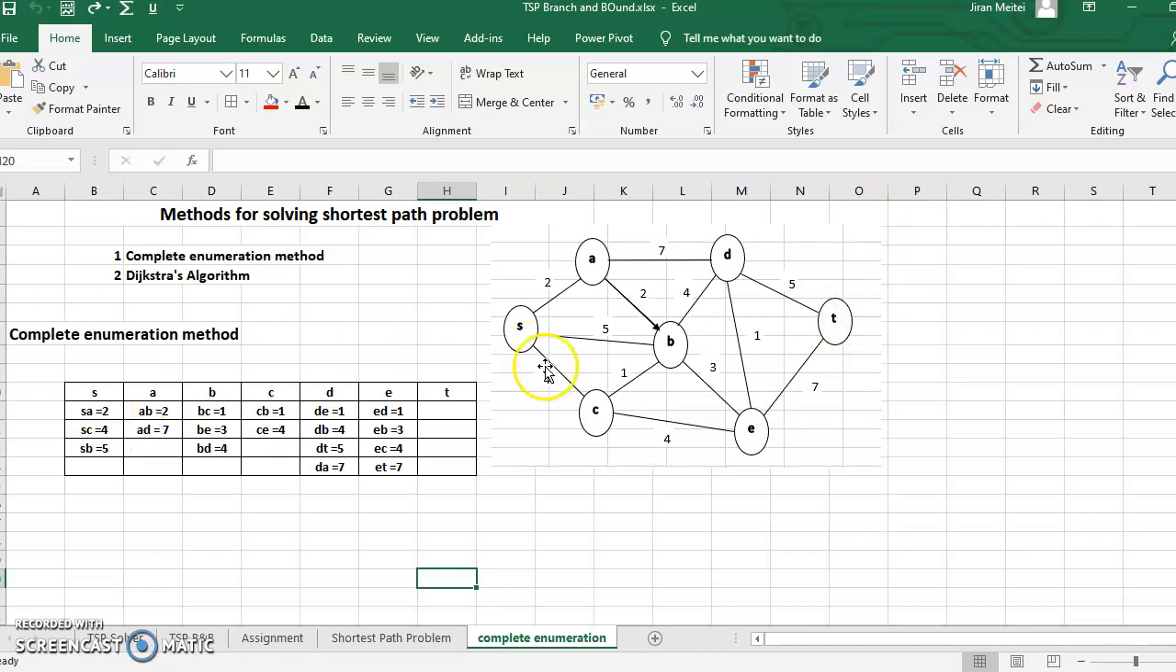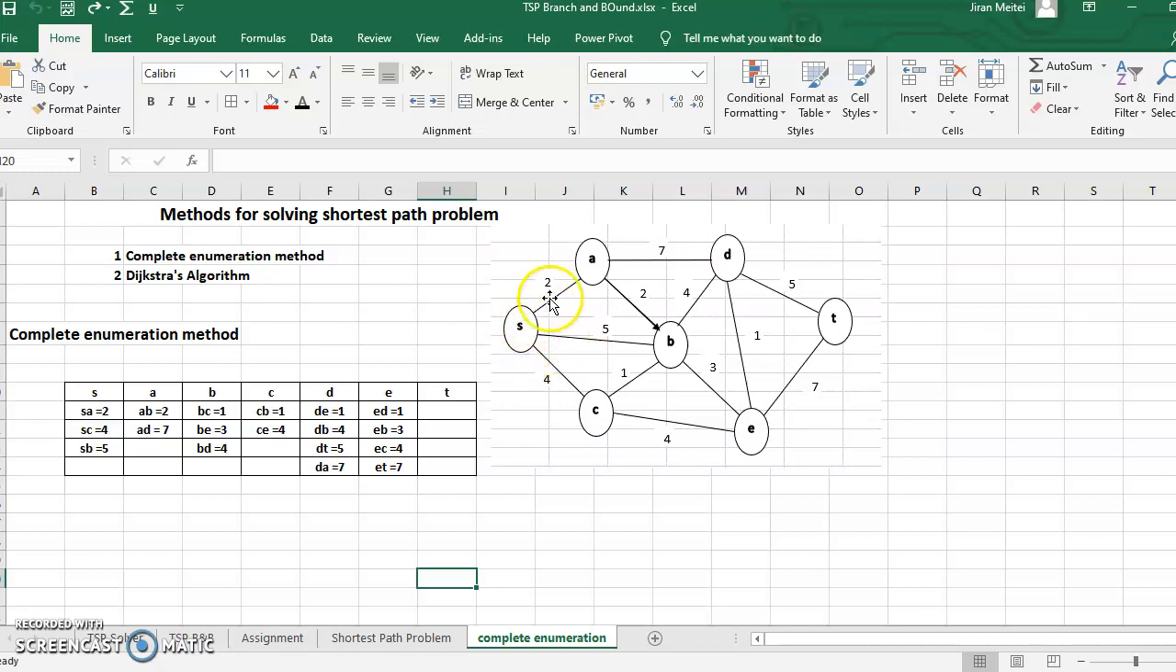Now, when you look into A, you have a total of 3 connections, but this connection from A to S will not be allowed because you are going to move to the starting node. This is not allowed. So you're left with only 2 connections. Of these 2 connections, AD has a higher value and AB has a lower value. So AB will be entered first, followed by AD. Similarly, you fill up the remaining columns of the table. The T column will be left blank because you don't have any connections from T to the other nodes. So once this is done, you can start finding out the shortest distance from S to T.